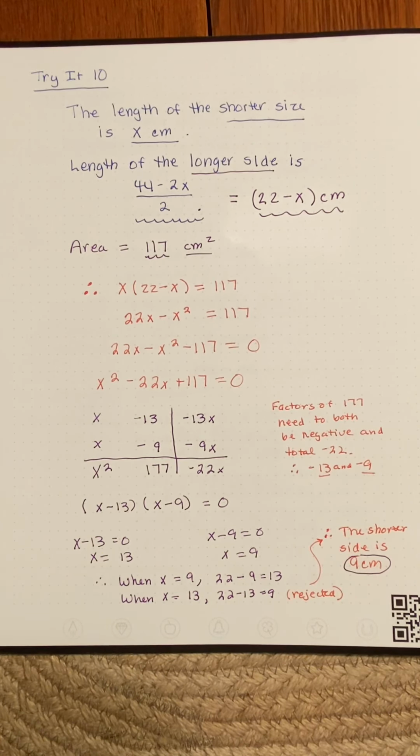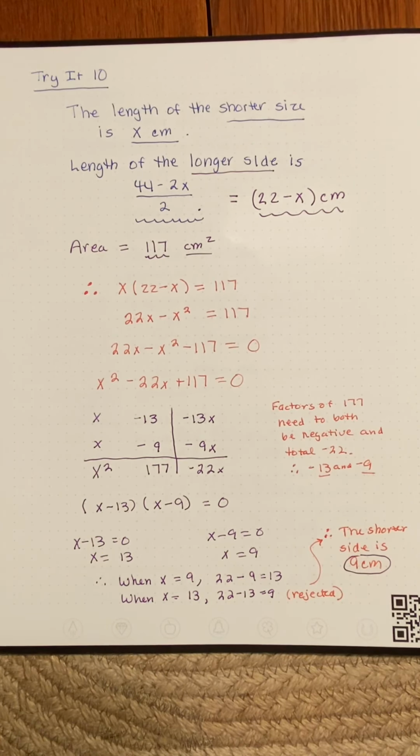Now in this case, they're both positive numbers. Either one could work. I'm going to try the smaller one first because when X is 9, going back up here, 22 minus X is going to be the longer side. So 22 minus 9 is 13. So this works out. This is shorter, this is longer.